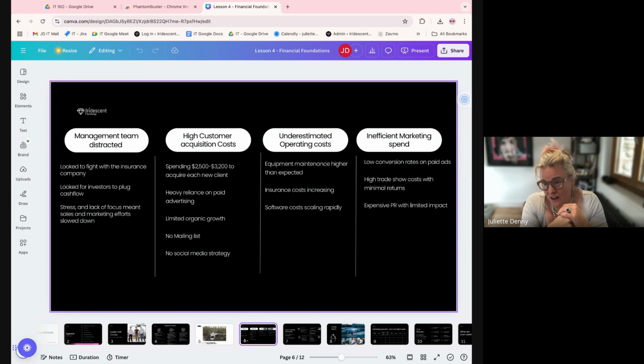The other thing that they underestimated is the equipment, right? The equipment. So they underestimated the operating costs. And of course, because they've had this accident, the insurance costs are increasing as well, right? Because they've had an accident, they tried to claim on it, even though they couldn't, they're still basically being asked to ramp up their insurance costs. And the software costs are also scaling rapidly. So they need to have a look at those costs and see if they can get those down.